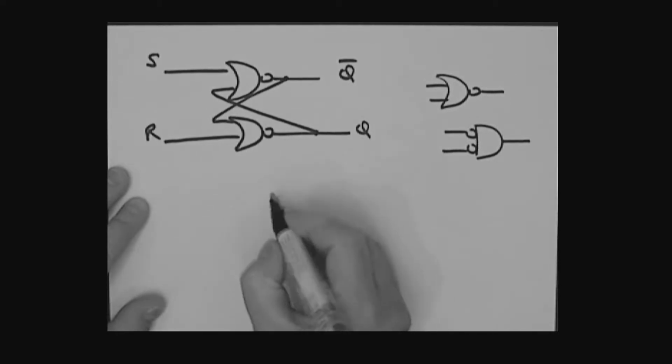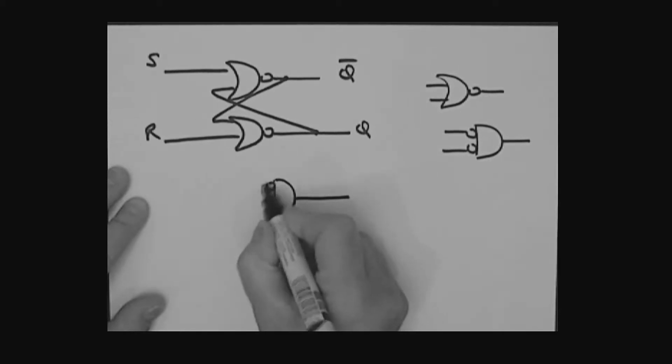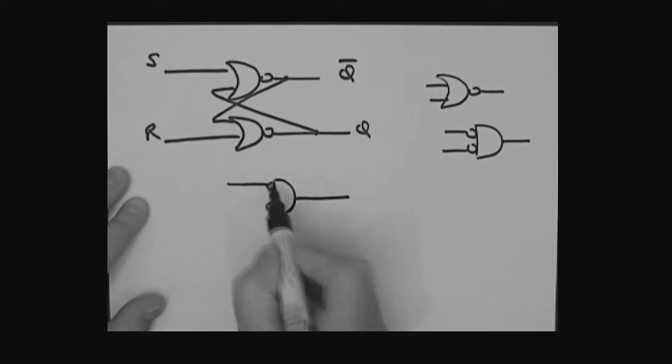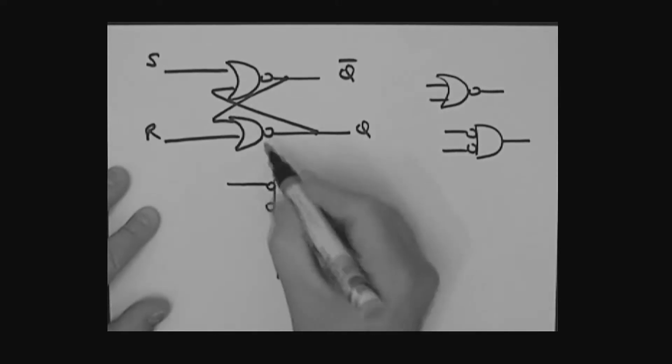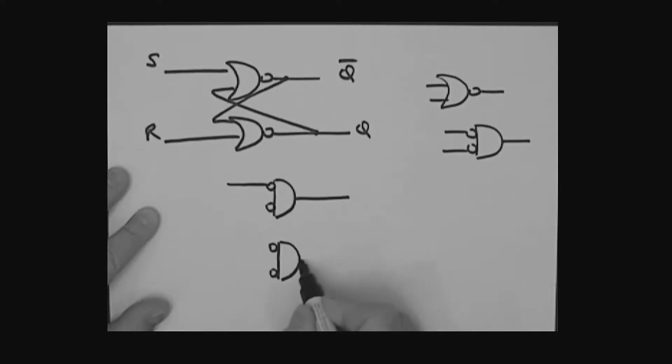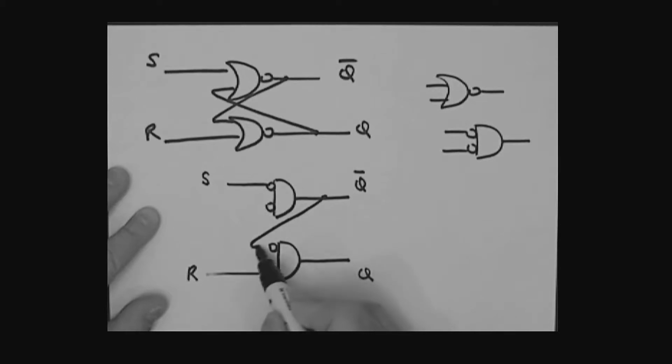So I'm going to put these two down. Here we go. There is my AND gate, inverted inputs here and here, like so. Here is the next one, inverted inputs here and here. So this is the NOR equivalent, an AND with inverted inputs. Of course, this would be S, this would be R. This would be Q, this would be Q bar. Let's take this output, feed it back like so. Let's take this output and feed it back like so. So that's our first step.